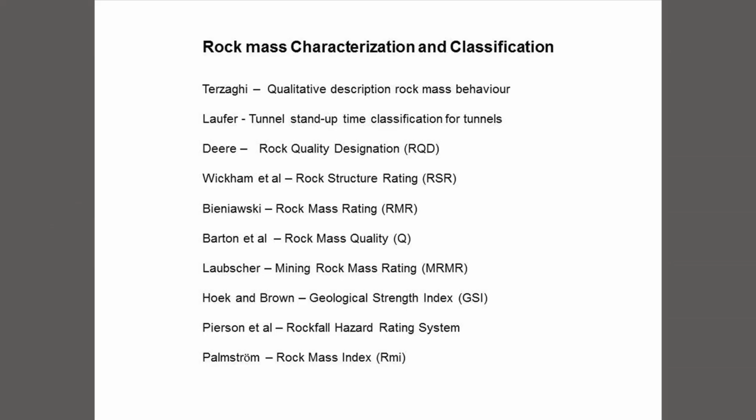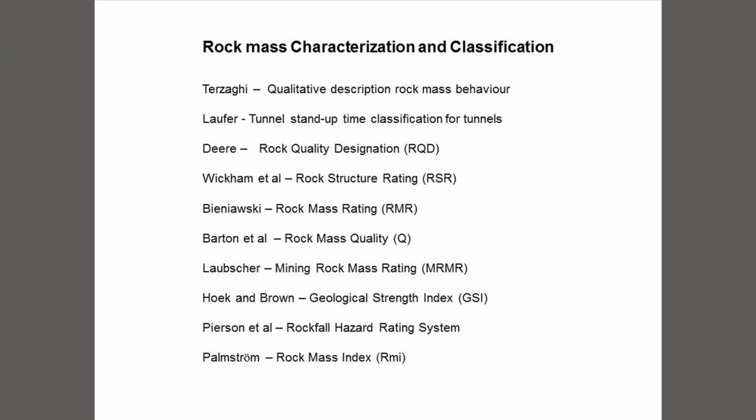One of the best classifications is a qualitative description of rock masses by Terzaghi, in 1946, and it's still worth looking at the words that he wrote to describe what he visualized different rock masses would do, how they would behave in tunneling. Then the classifications tended to become a little more quantitative. In 1958, Lauffer in Germany produced a classification for the stand-up time. How long do you have to work in a tunnel before it falls on your head?